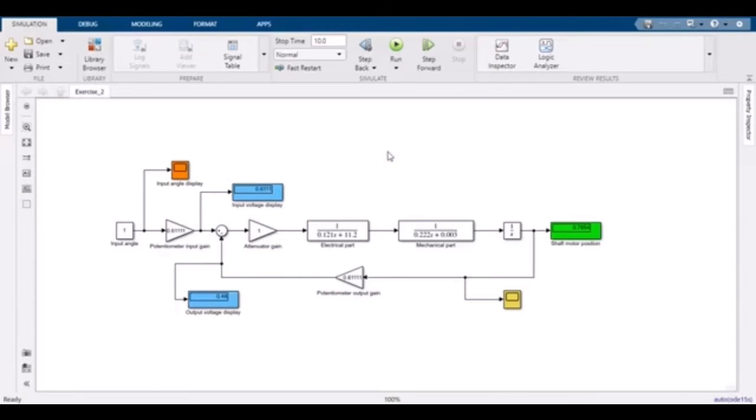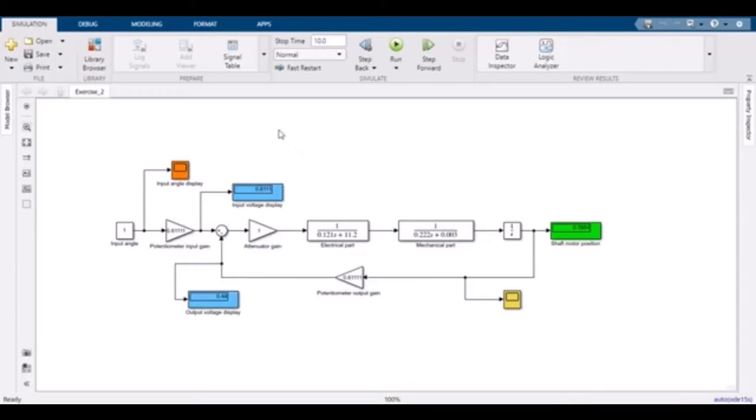Mathematics number 488035 will be explaining to you briefly about the exercise 2 simulation, where this block diagram is constructed for the closed loop position control. To check whether the circuit diagram is functioning or not, we need to set the input angle and the attenuating gain to 1, and then we run the simulation and see that the display for the shaft motor position has a reading. So this indicates that the circuit diagram is functioning.